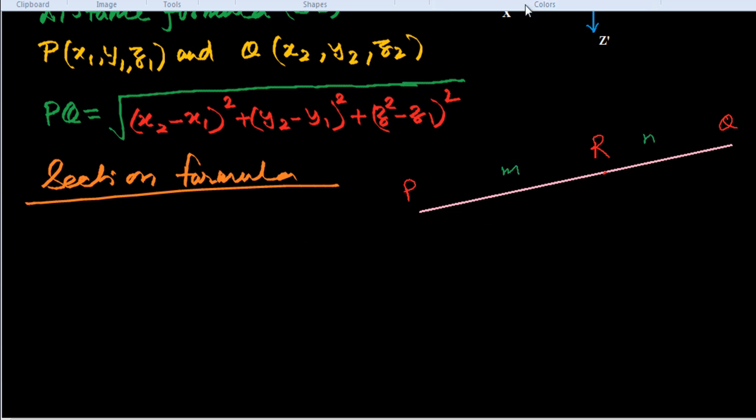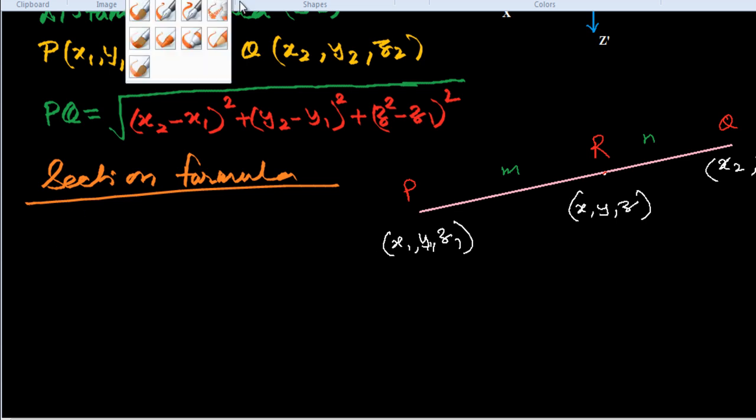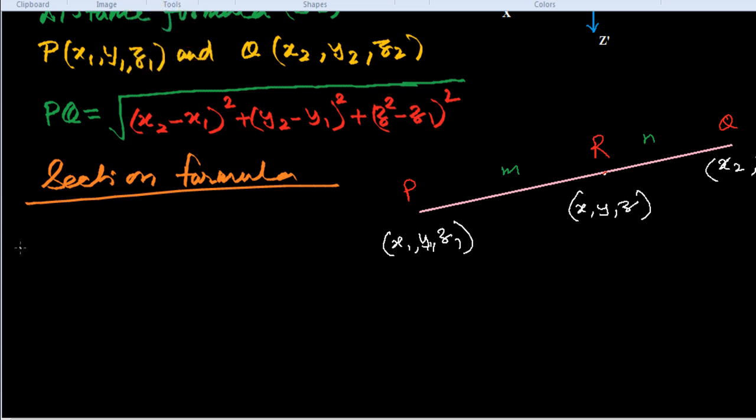The coordinates of point P are x1, y1, z1, and Q is x2, y2, z2, and we have to find out the coordinates of point R. We assume x, y, and z. We already know the section formula in 2 dimensions. We have explained it earlier in my previous videos, so I just put it here. We don't take much time for this because we have to study more things about 3 dimensions in this episode.